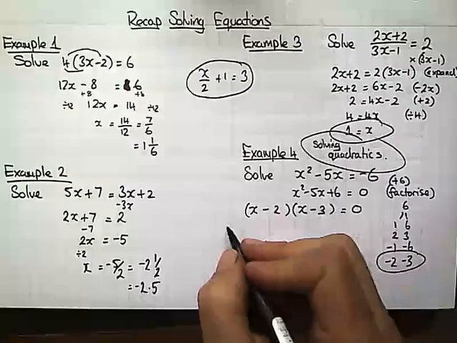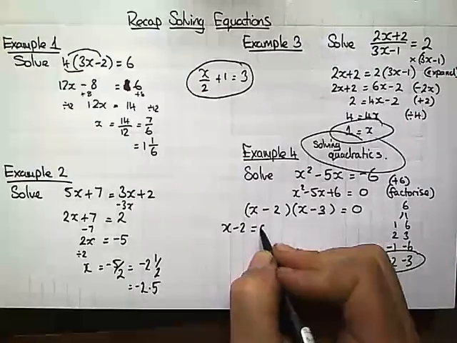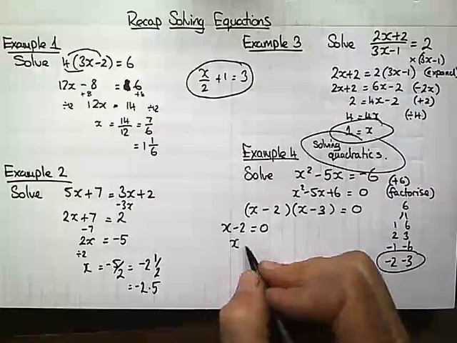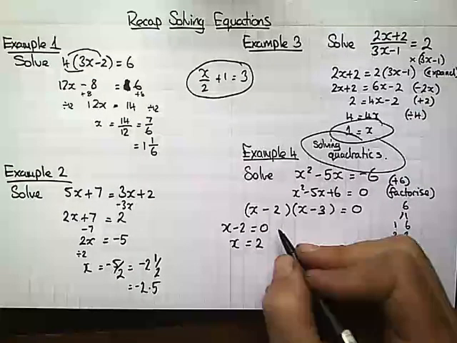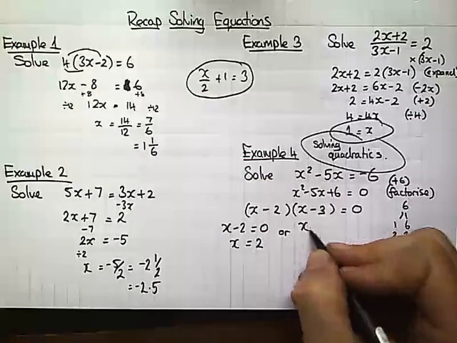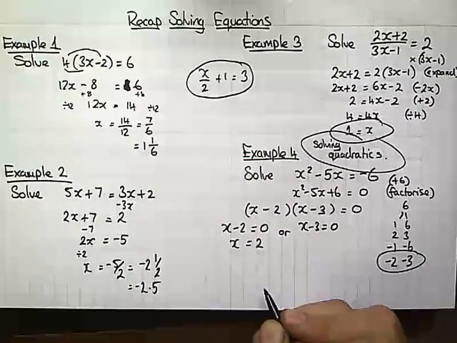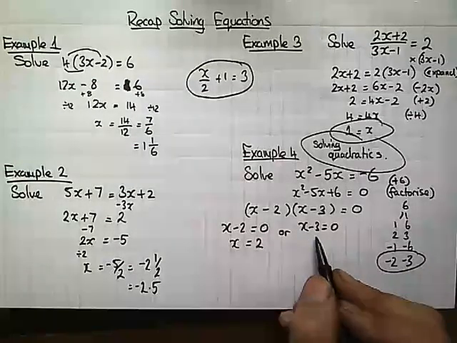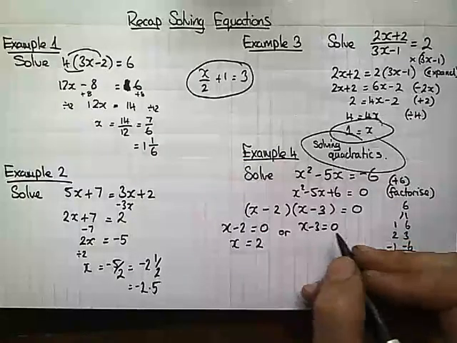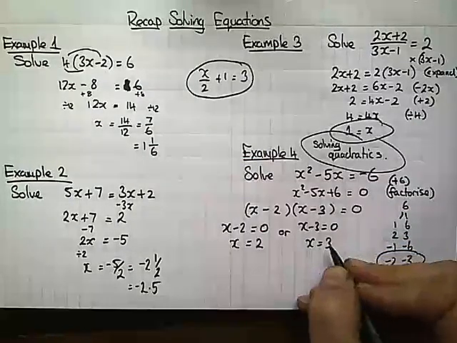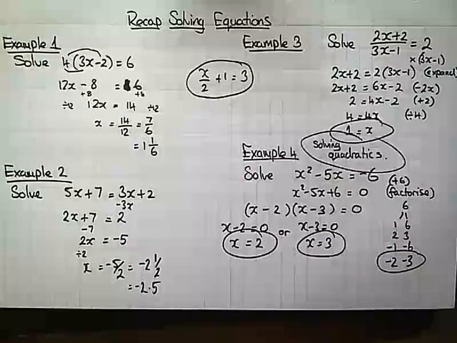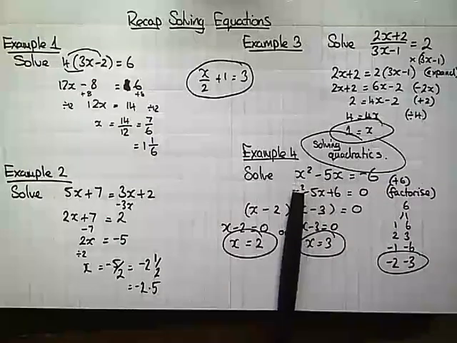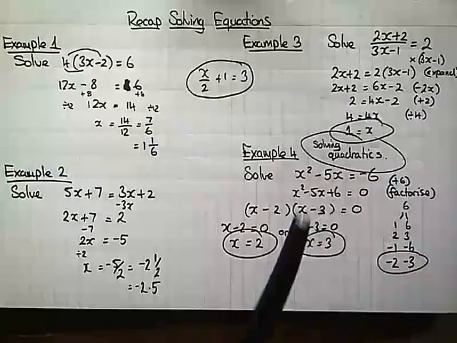Well, let's suppose x minus 2 equals 0. What must x be? Well, I just add 2 to both sides, x equals 2. Or, suppose x minus 3 equals 0. What does x need to be such that when you take away 3, or add 3 to both sides, we get x equals 3. And these are your two answers. A lot of the time you will get two answers when you have your quadratic. Not always, but a lot of the time.